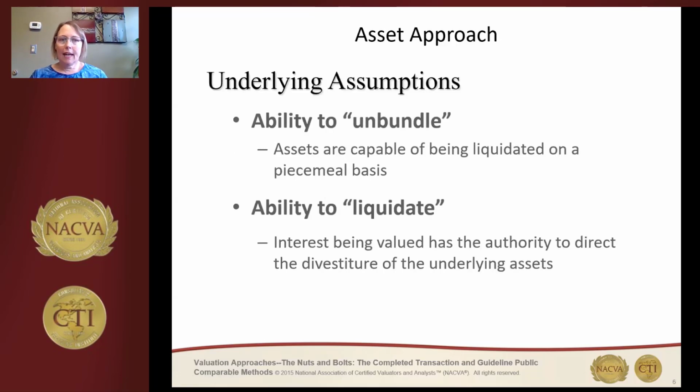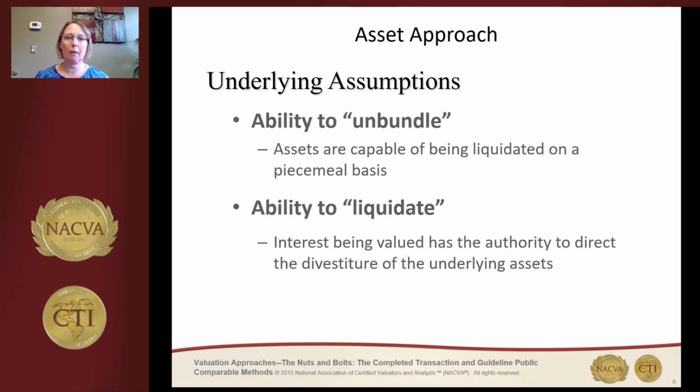So let's look at the asset approach. What are some of our underlying assumptions if we're going to use an asset approach? First off, we have to have the ability to unbundle. So what does that mean? That means we're not taking all the assets together as a whole. We can separate out each of these assets. So as it says here, the assets are capable of being liquidated on a piecemeal basis. So you could sell the building separate than the equipment, separate than any vehicles, things like that. So we can unbundle all these assets and sell them piecemeal.